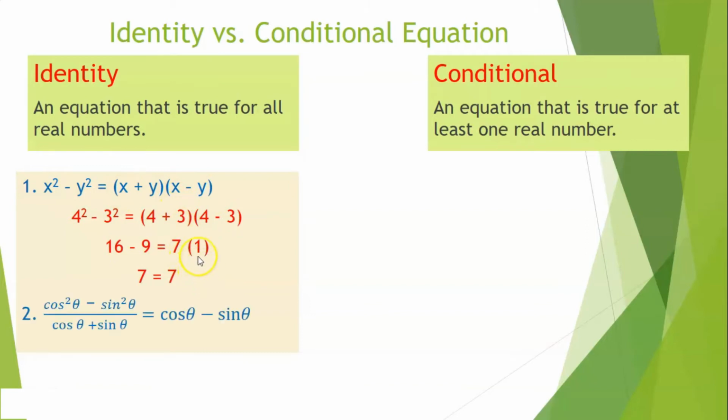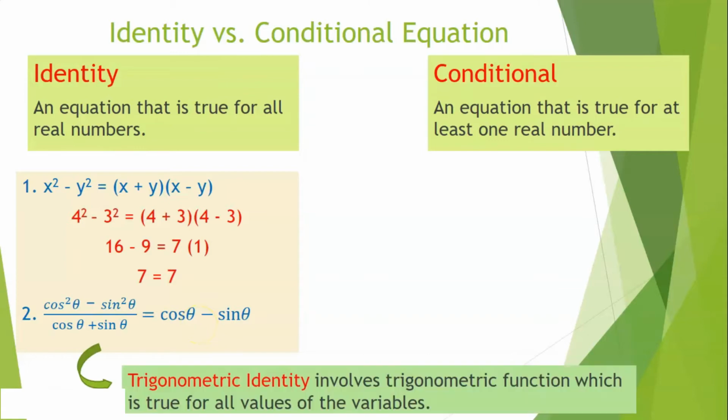Another, number 2, is considered a trigonometric identity. In this case, our variable here is theta. So meaning, whatever value we replace theta with, it will always make this equation true. Again, example 2 is considered a trigonometric identity. It involves trigonometric functions which are true for all values of the variables.